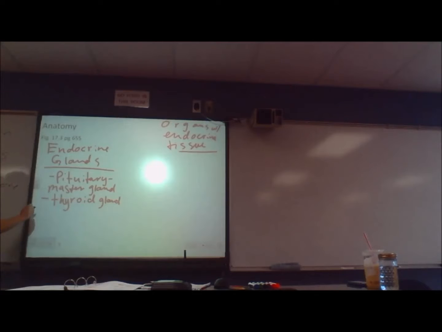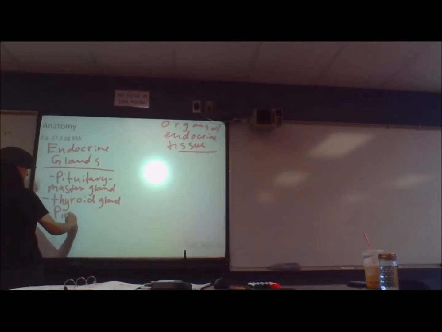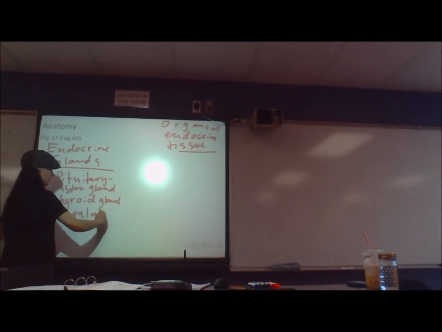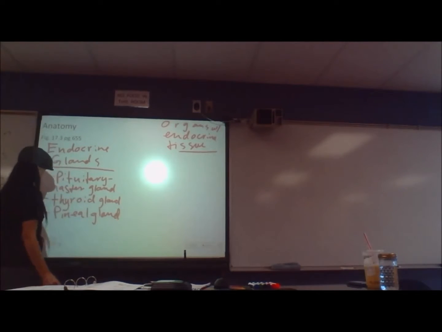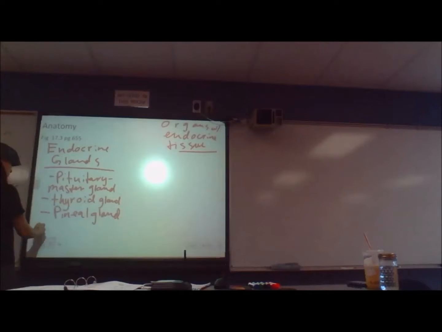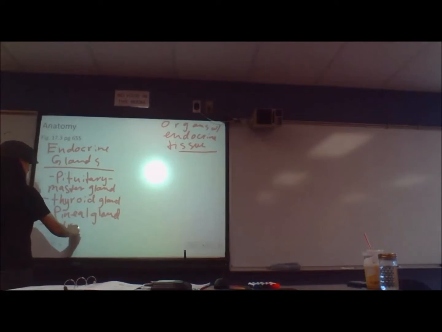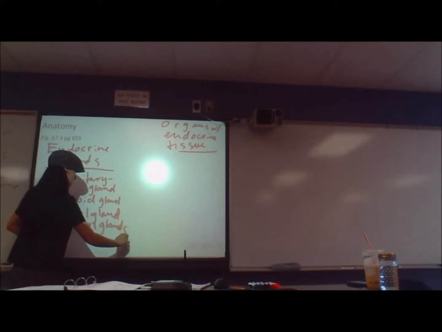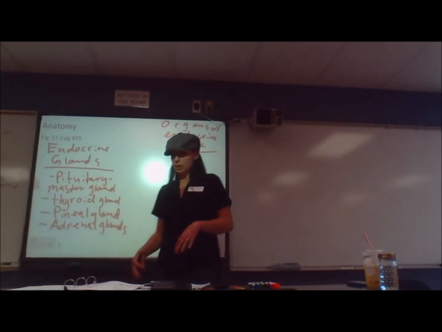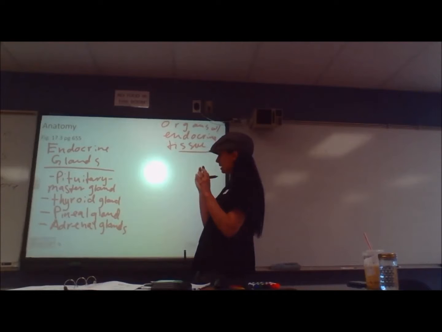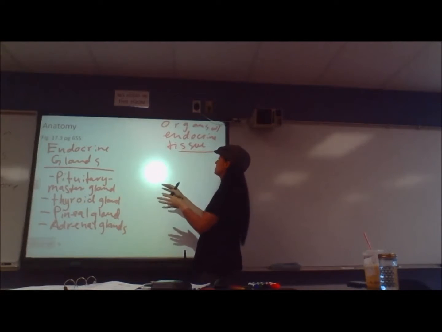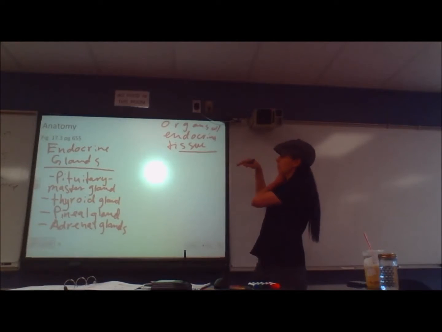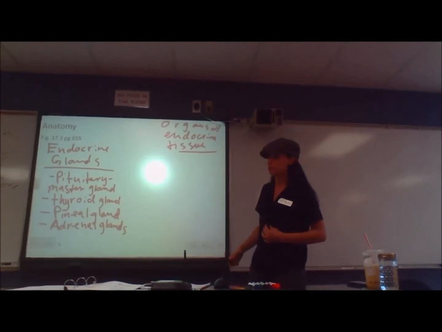I skipped the pineal gland. The pineal gland is also in the head, and it is just a gland. This is part of the epithalamus. The adrenal glands are also just endocrine glands. But that's it for just the organs that are just glands. Everything else that is secreting a hormone is an organ that's got endocrine tissue.